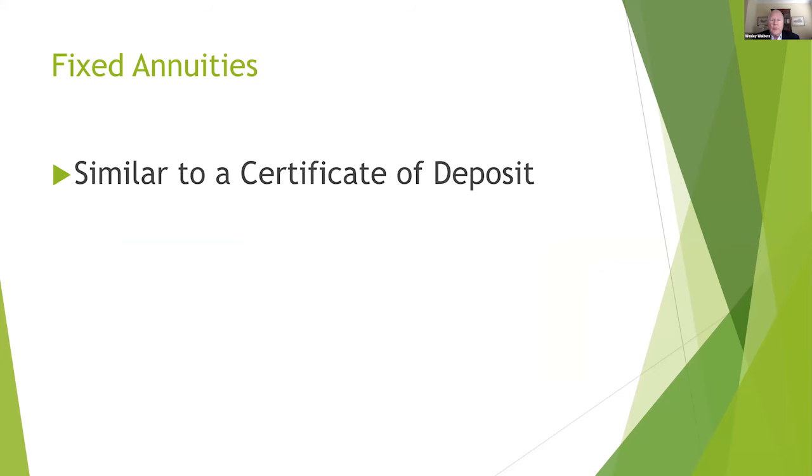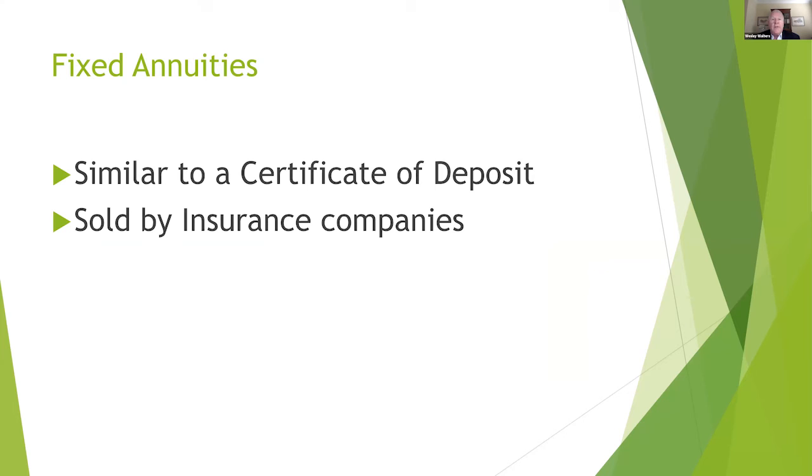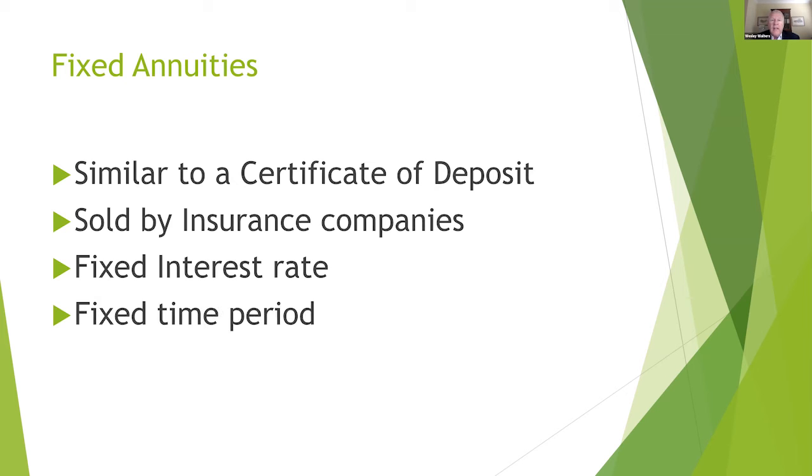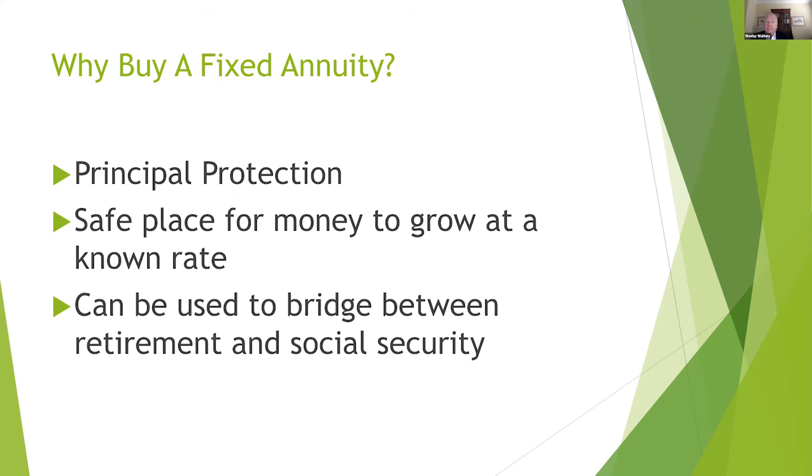So let's look at a little more detail on the fixed annuities. Similar to a certificate of deposit, no matter where you buy it, from a brokerage house, a bank, an independent advisor, they are all sold by insurance companies. An annuity is only in the market from an insurance company, no matter where you buy it. They pay a fixed interest rate. Right now, you can get 3.2% compounded a year for 5 years. That's the highest on the market at the moment. They pay it for a fixed period of time.